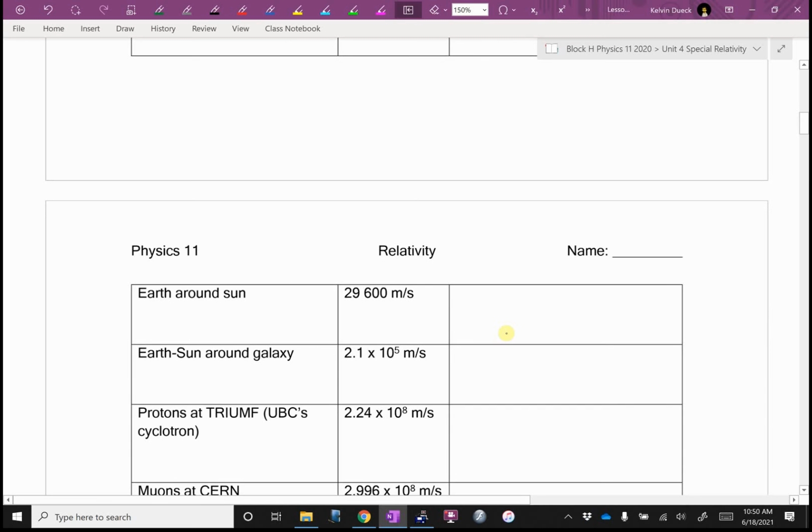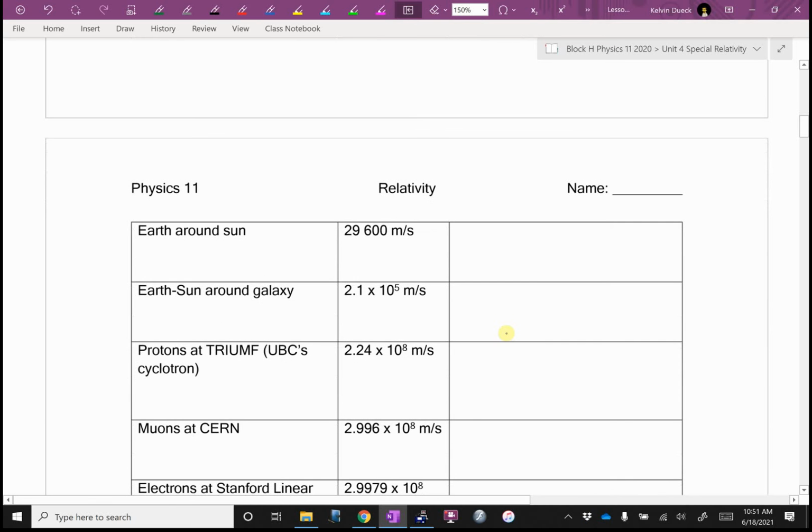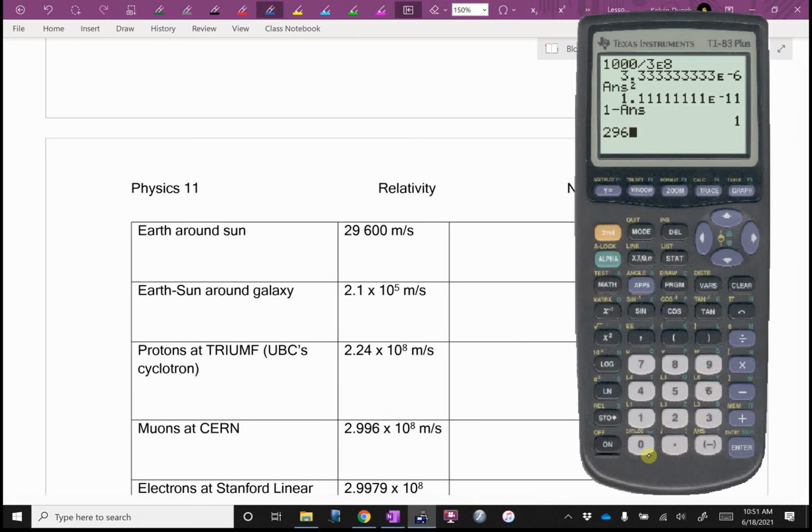Well, how about the Earth around the sun? The Earth moves pretty fast. The Earth is moving relative to the sun, which means time must be moving slower for us relative to the sun. So let's use this speed. Let's go 29,600 divided by 3 scientific notation button 8 and hit equals.